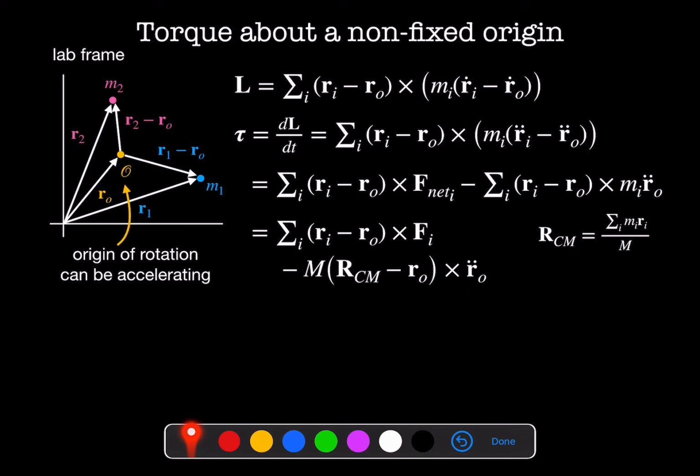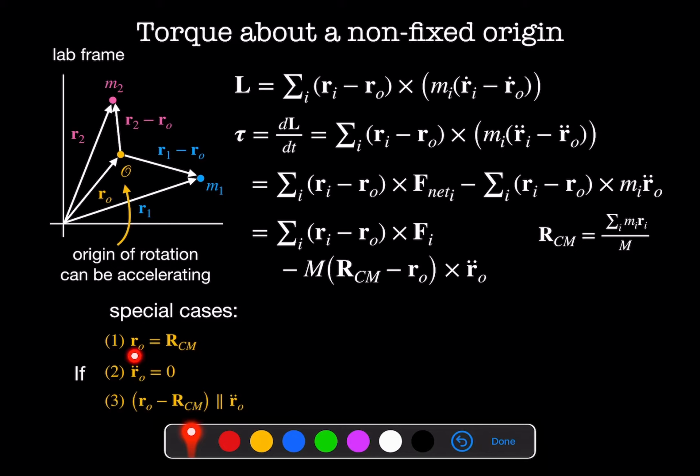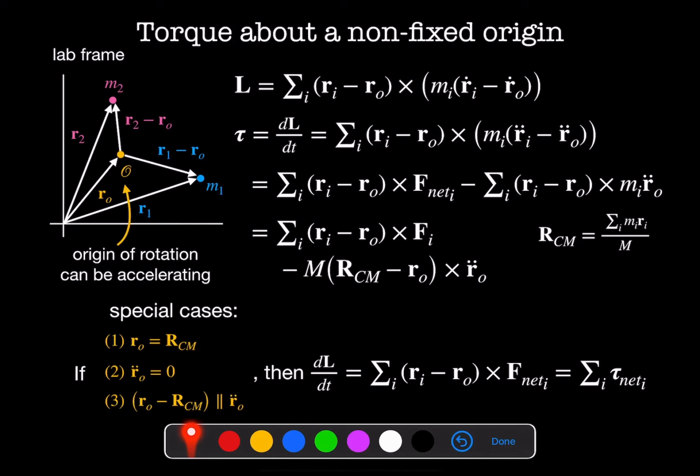However, we can consider some special cases. In all three of these special cases, one is that the origin of rotation happens to be at the center of mass. The other is if the origin of rotation is not accelerating, or if the vector that connects the origin of rotation to the center of mass is parallel to the acceleration of the origin of rotation. Then, in all of these cases, the torque, or the rate of change of angular momentum, is equal to only the term that depends on the external forces.